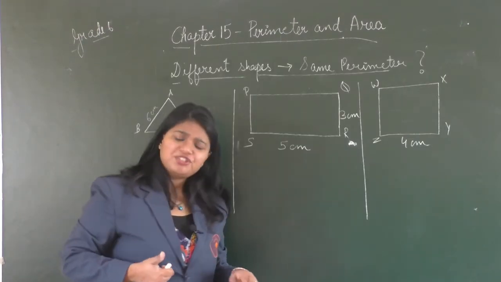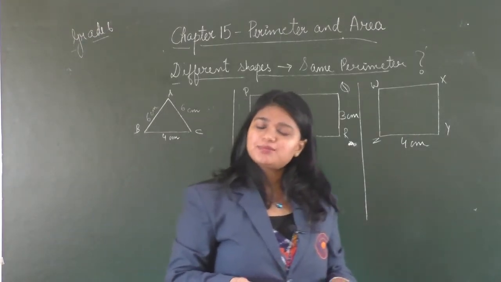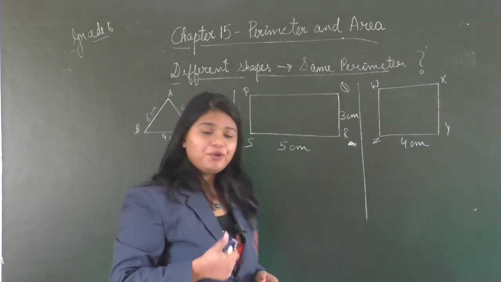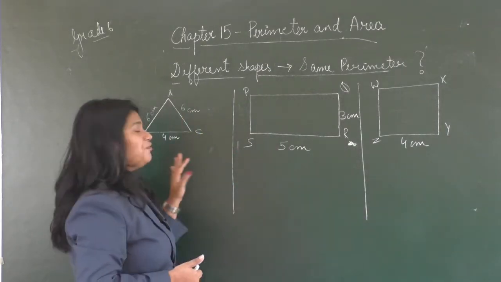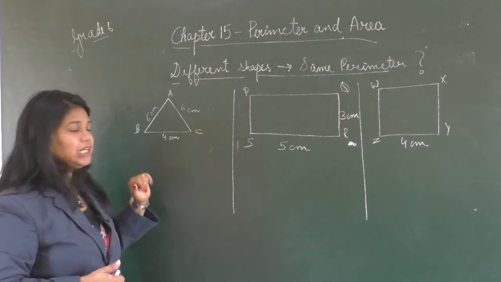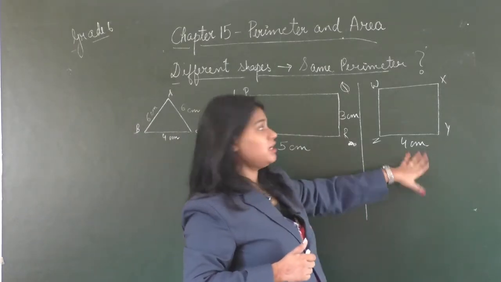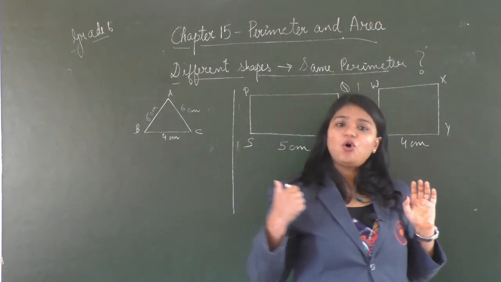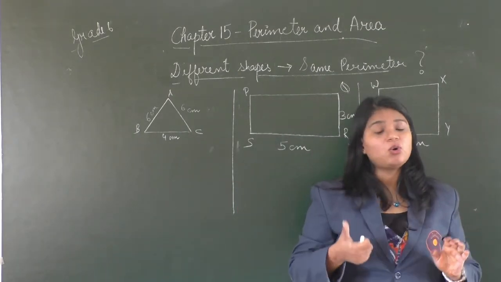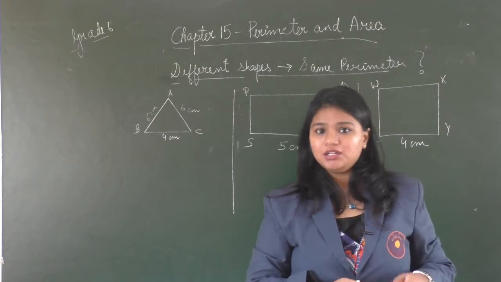So here we have a question that can different shapes have same perimeter? Here we have 3 shapes. First is a triangle ABC. Second is a rectangle PQRS and third is a square WXYZ. Can all these 3 figures or can all these 3 shapes have same perimeter? Let's calculate.